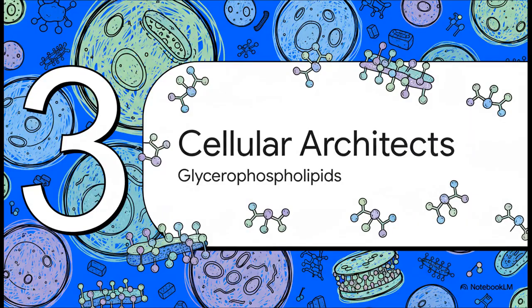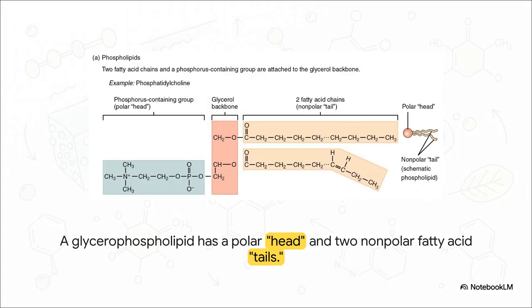But lipids aren't just about energy. Not at all. Let's switch gears from fuel storage to architecture because they are also the primary builders of our cells. It's time to meet the glycerophospholipids. Now, this molecule looks a bit like a triglyceride, but there's a huge plot twist. It's got the glycerol backbone and 2 fatty acid tails, just like before. But instead of that third fatty acid, it has a phosphate group.